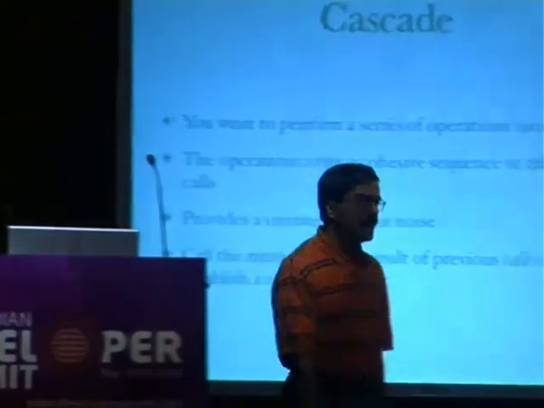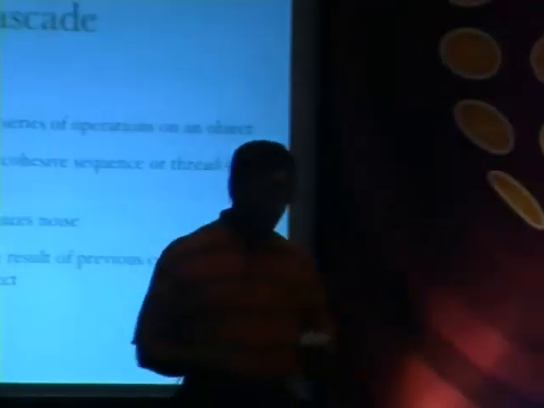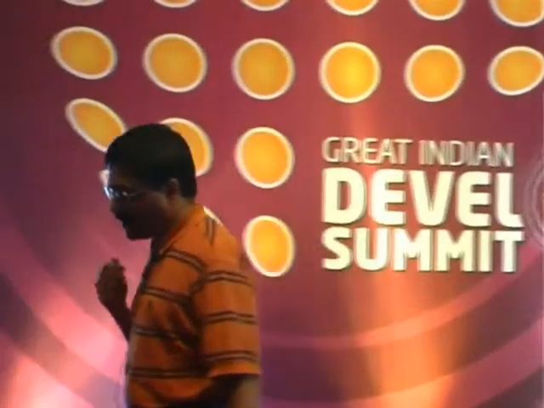Cascade pattern is yet another pattern. This can be very useful for creating fluent interfaces. I spoke about this quite extensively yesterday in my DSL talk, and this gives you an ability to cascade methods. So this gives you a context and a fluency. You can see this quite a bit in several APIs.